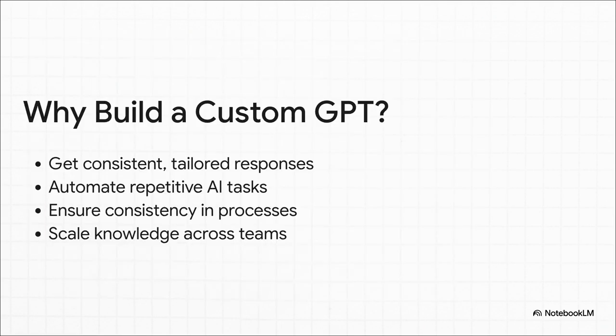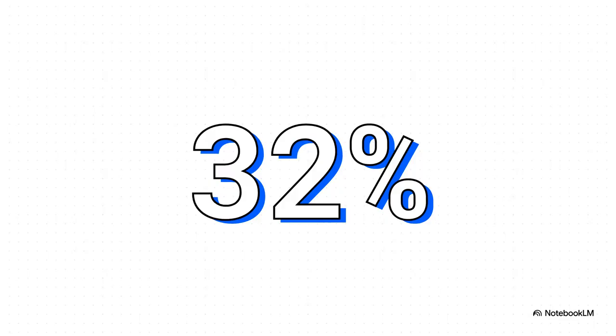Okay, but why go through the trouble? Well, the payoff is huge. You start getting responses that are always on brand and way more accurate. You can automate all those little repetitive AI tasks you do 10 times a day. And for businesses, this is an absolute game changer for getting everyone on the same page and scaling that internal knowledge. And if you're a numbers person, check this out. A global study found that companies using custom AI assistants saw their productivity jump by an average of 32%. That's not just a small tweak, that's a fundamental change in how work gets done.